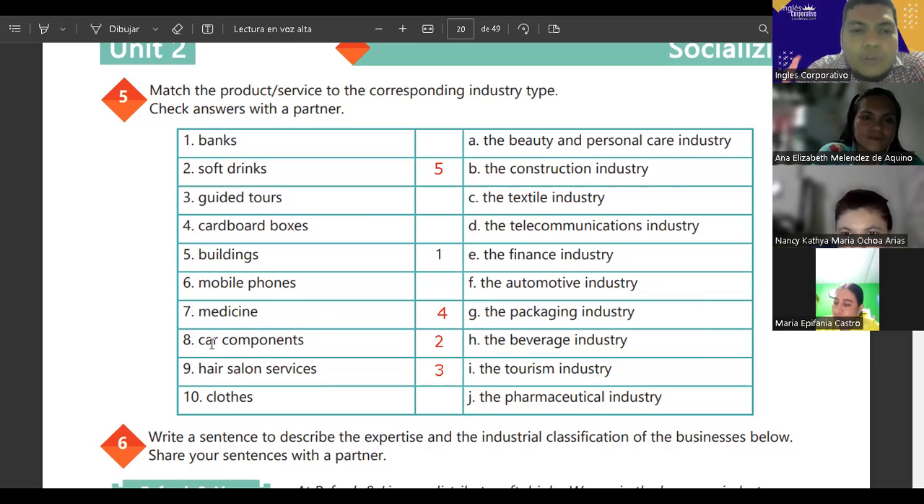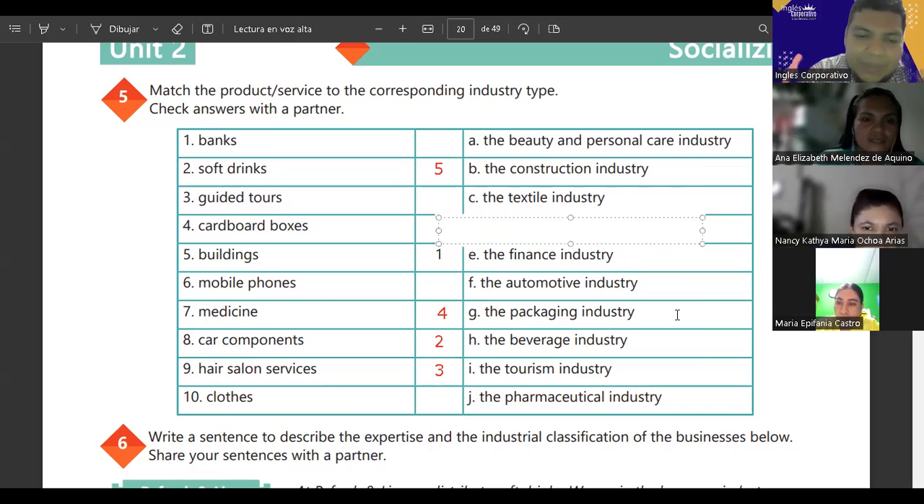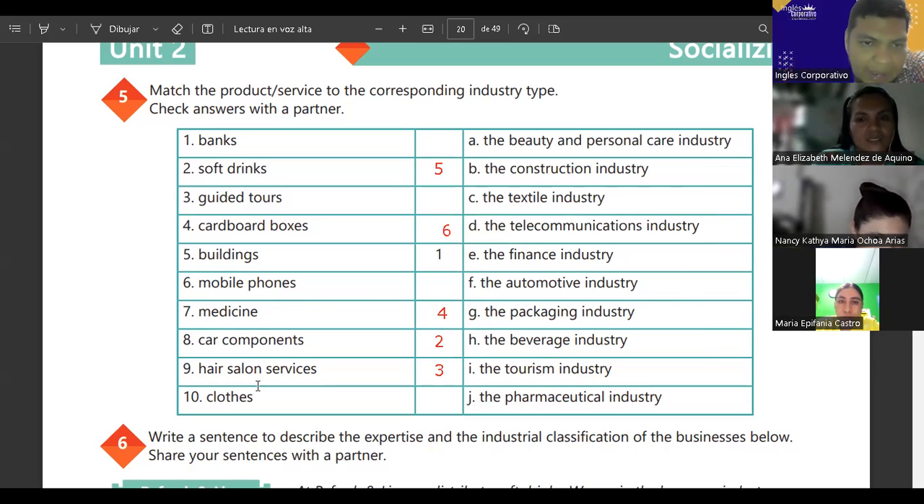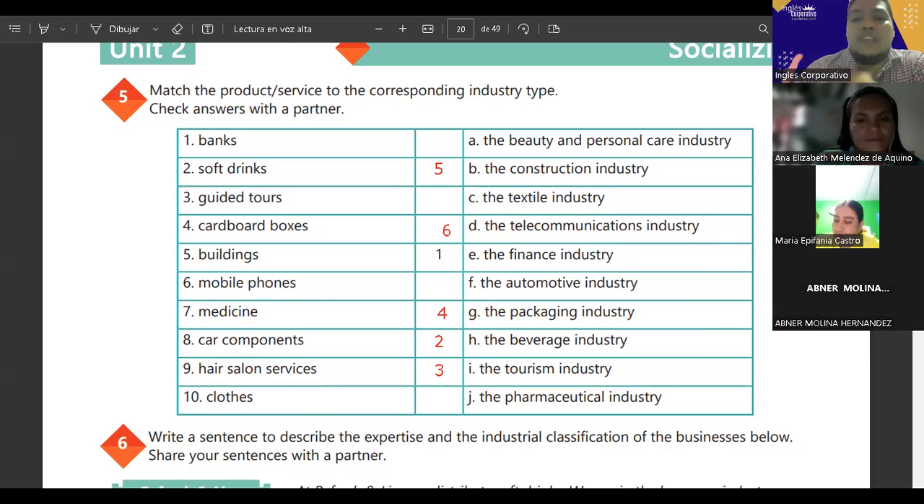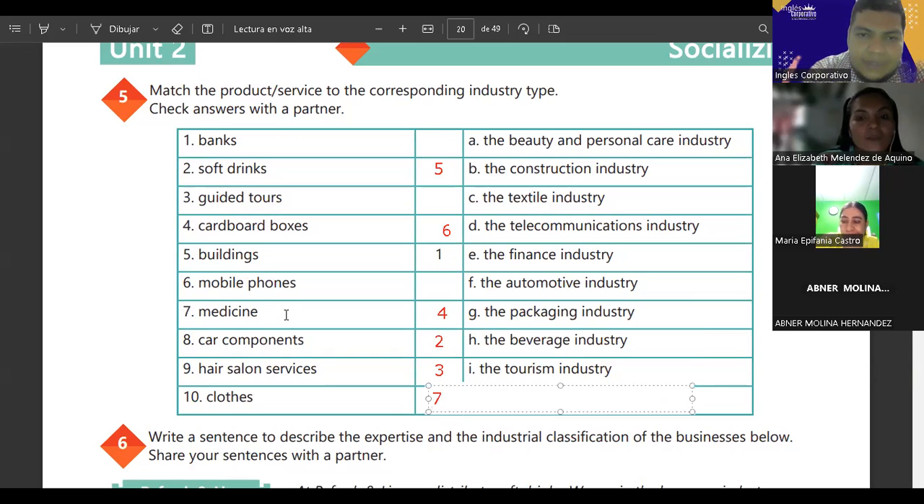What about mobile phones? Letter D. Thank you, everybody who participated. That's going to be six. Okay, excellent. So what about medicine? J, like me, JJ. All right, so it says here, number seven, right? Excellent. F.